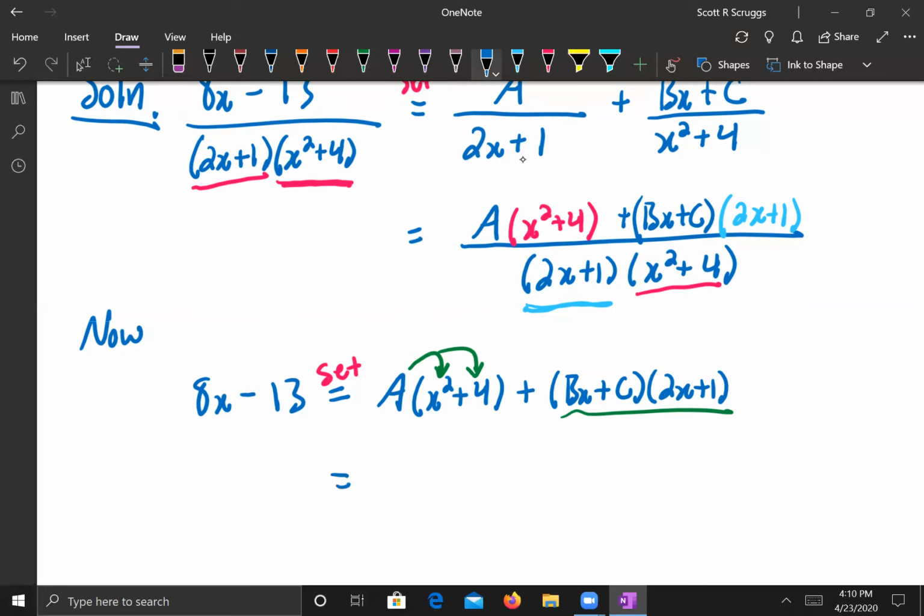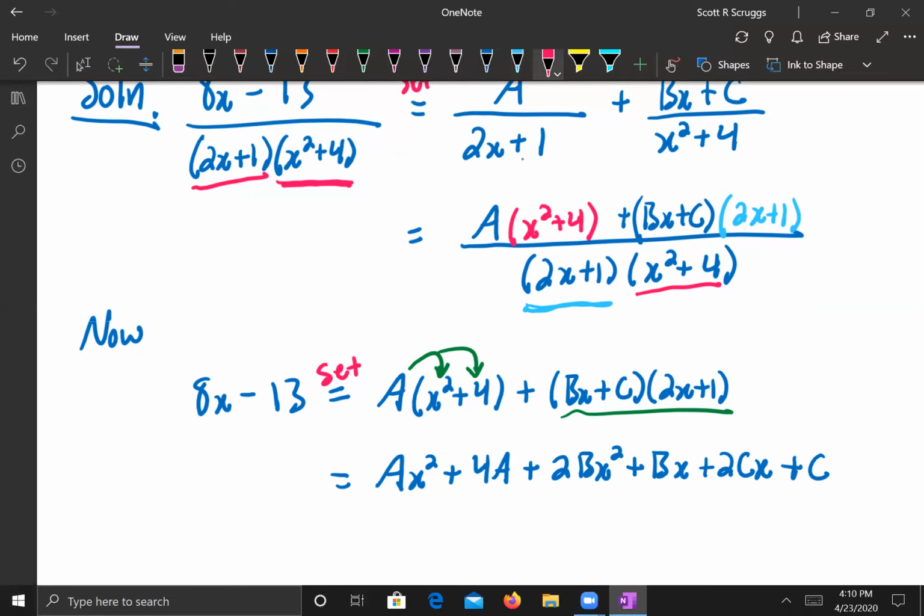Distributing the constant A to the x squared plus 4 will give me A x squared plus 4 times A, plus I have two linears being multiplied together, so I'm going to FOIL them. If I do that, I'm going to get, for the first term, 2 times b x squared, plus, for outer, I'll get b times x. Inner, I'll get 2 times c times x. Last, I'll get c.